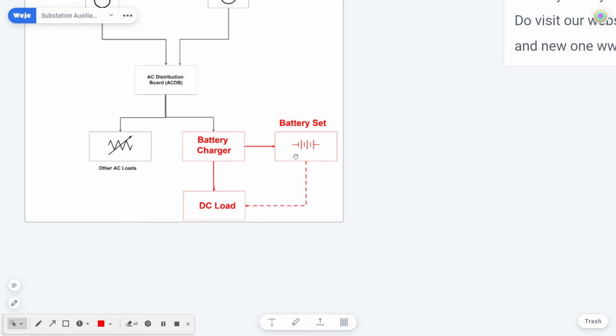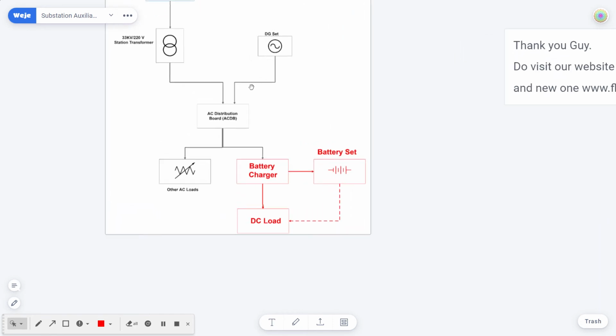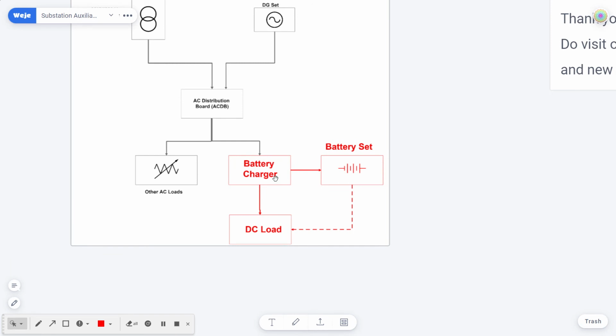And when the AC supply fails, let's say this station transformer fails to provide the AC supply, as well as this DG set fails to provide the AC supply, and there is no AC supply to the battery charger, now the battery set will automatically supply load to our DC load, whatever there are in the substation.